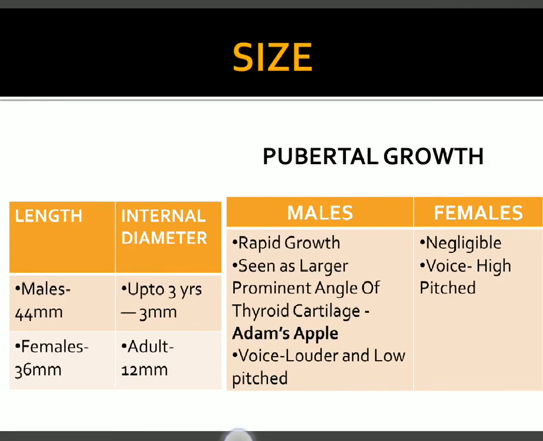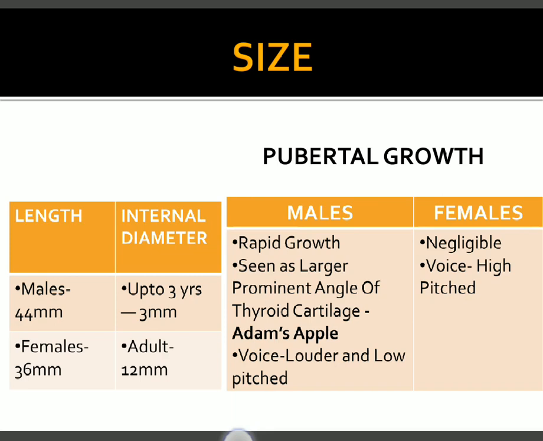Size: longer in males, 44 mm, as compared to females. In females, it is only 36 mm. The internal diameter is 3 mm up to 3 years of age, and in adults, it is 12 mm. Pubertal growth is different in males and females. In males, the growth is rapid, and the larynx is visible on the outside as a prominent angle of thyroid cartilage, which is known as Adam's apple. And in females, the growth is negligible.